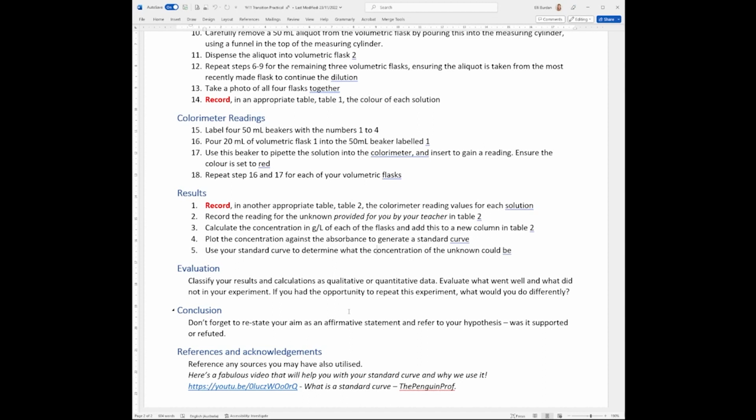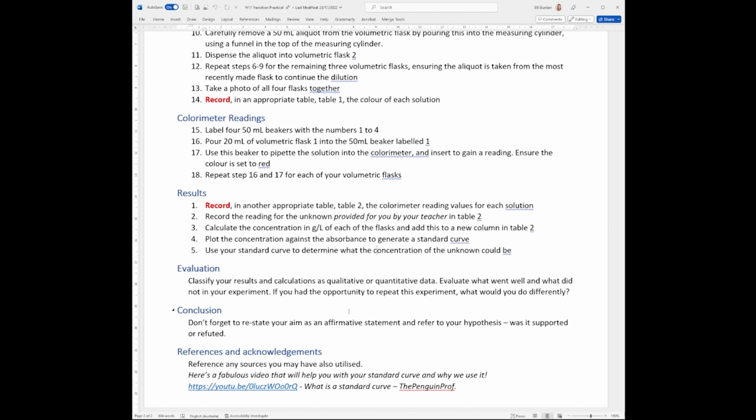Your independent and dependent variables are in there. How to graph is in there. So all of those details are in your textbook. So if you already have your physical copy, then you can start looking through that. If you had the opportunity to repeat the experiment, what would you do differently? And evaluate what went well and what did not in your experiment. This is where you can throw in your errors through your evaluation. What sorts of errors did you see? What could you repeat? What could you fix up with this experiment?